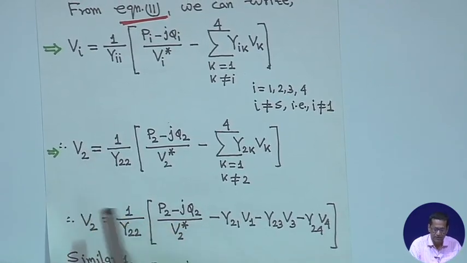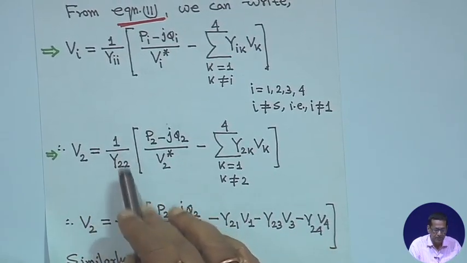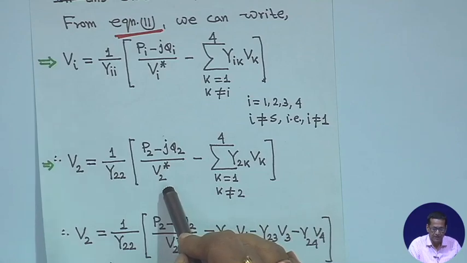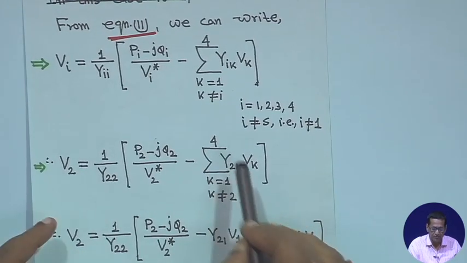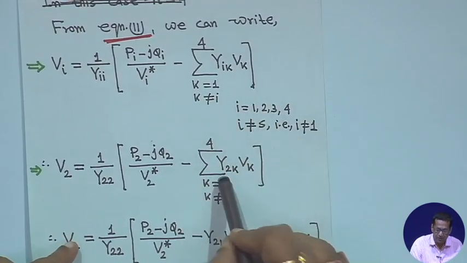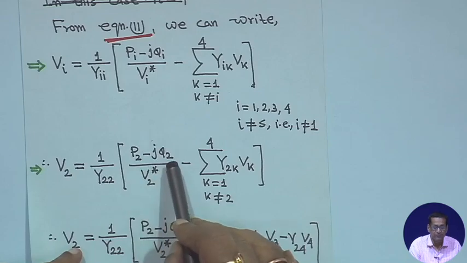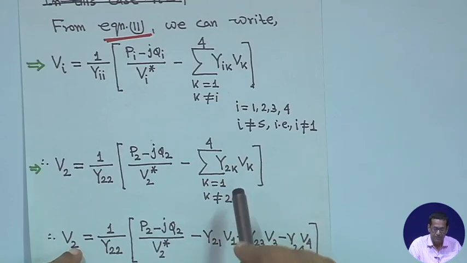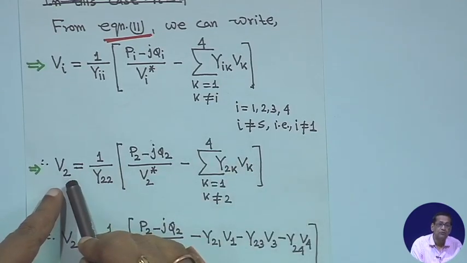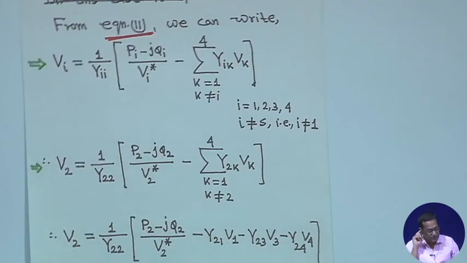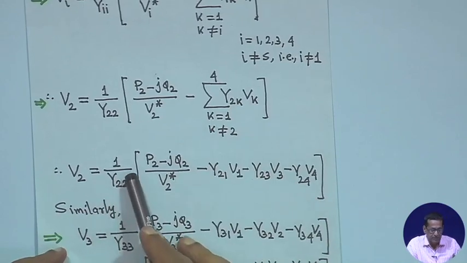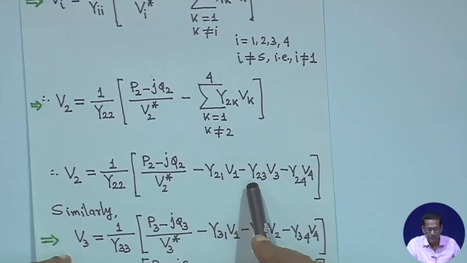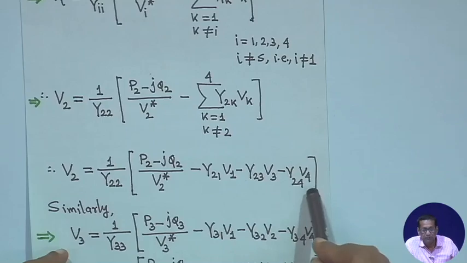So, when i is equal to 2, V_2 is equal to 1 upon Y_22, times (P_2 minus jQ_2) upon V_2 conjugate, minus the sum over k of Y_2k V_k, with k not equal to 2. If you expand this, V_2 will become 1 upon Y_22 times (P_2 minus jQ_2) upon V_2 conjugate, minus Y_21 V_1, minus Y_23 V_3, minus Y_24 V_4.